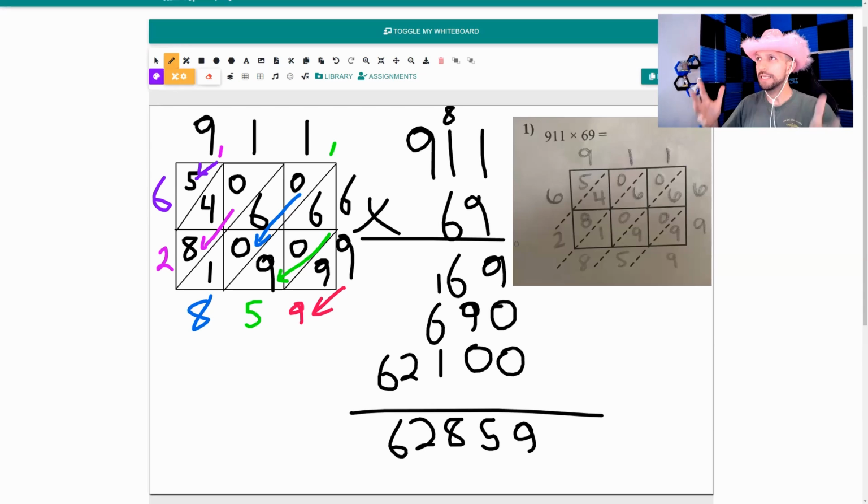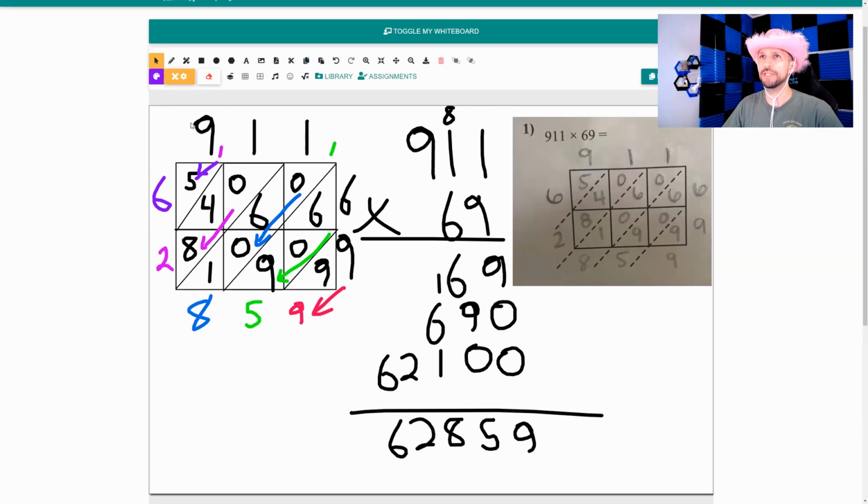Other than the tedium of making the lattice, I think there's less memory in this one because it's very clear where you're carrying. And I find students that don't have as deep a working memory storage capacity, this is a little bit easier for them to remember in their thinking box.